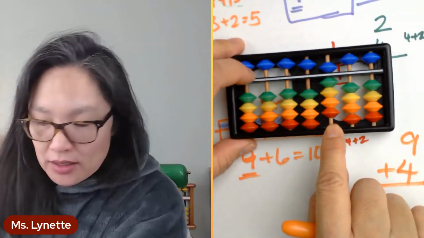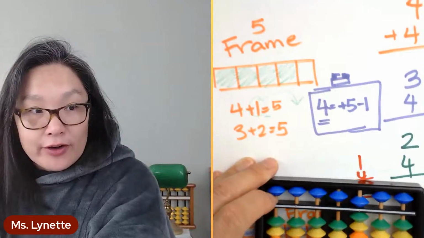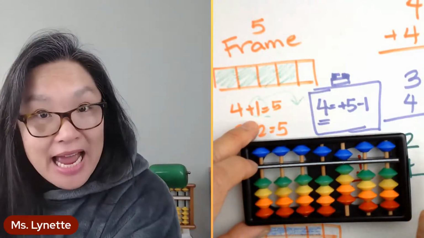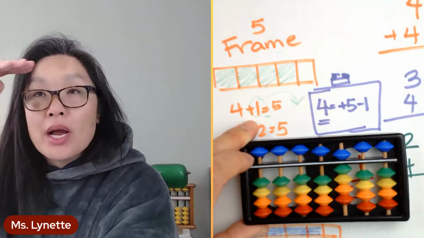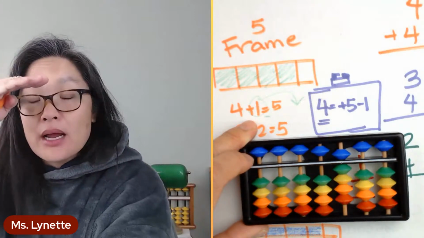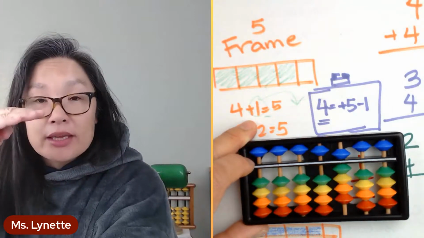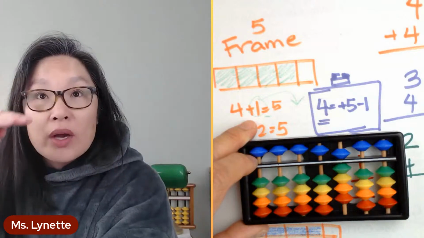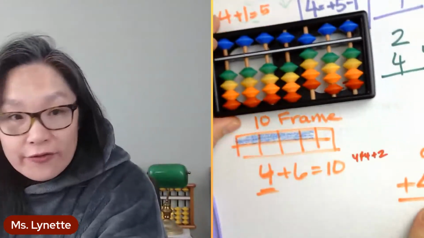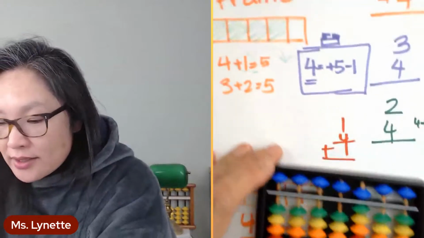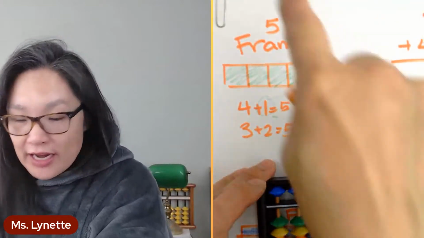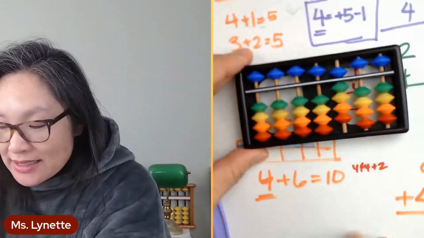So what's the next thing? Well, remember we talked about the 5 frame, right? Is there enough beads to add the 5? No, there's not enough. So they go through a process, systematically going through a checklist of trying to figure out what can be done. The question is 9 plus 4. If I can't add the 5, what's the next thing?